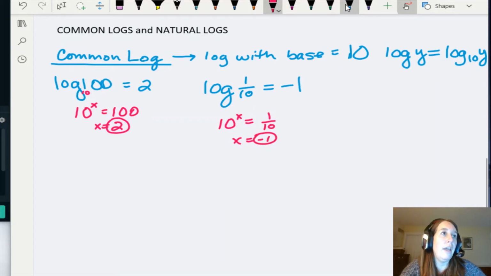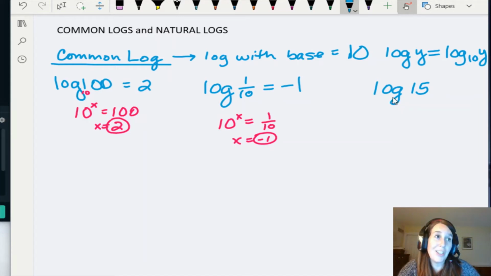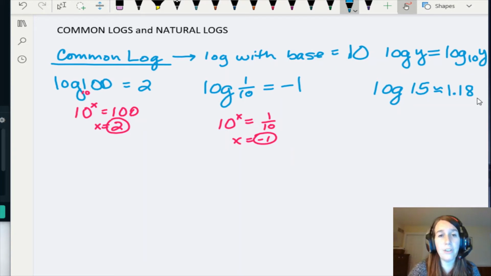If we had log of 15, then that's 10 to what power is 15? That's not an exact answer, or not a whole number, I should say. So we would just type that into our calculator. I want you to make sure you can find the log button on your calculator, type log, and then type 15. That's all you have to do. And you should get approximately 1.18, etc.